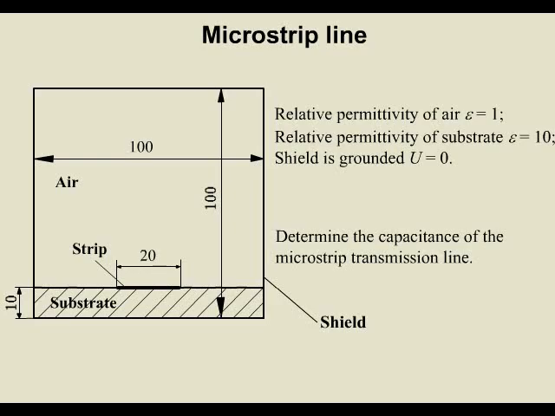Microstrip line. Relative permittivity of air is 1. Relative permittivity of substrate, 10. Shield is grounded. Determine the capacitance of the microstrip transmission line.